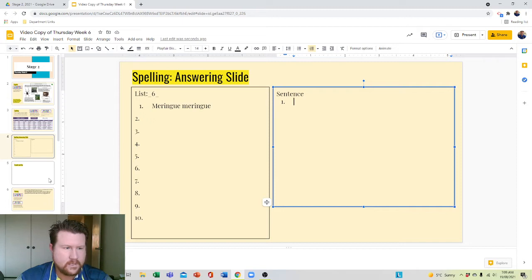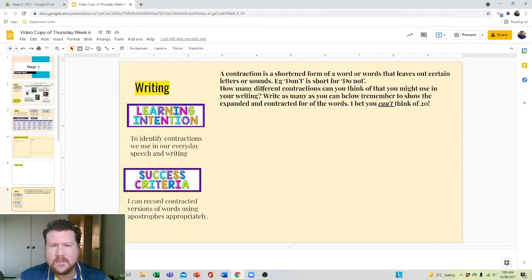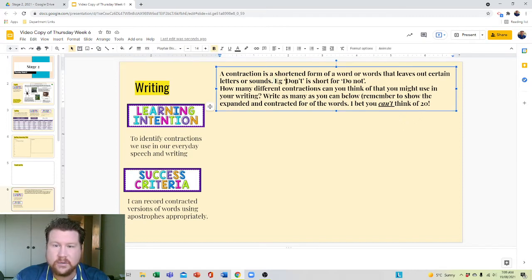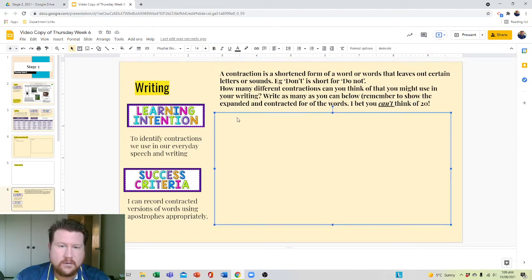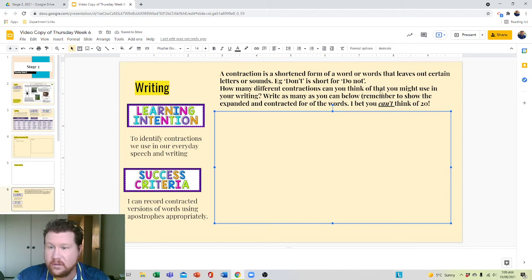Okay. A bit of correction set. To identify contractions we use in everyday speech and writing. Now, contractions are great. They help shorten a word. So a contraction is a shortened form of a word or words that leaves out certain letters or sounds. Example, don't is a shortened version of do not. So how many different contractions can you think of you might use in your writing? Write as many as you can below. I bet you can't think of 20.